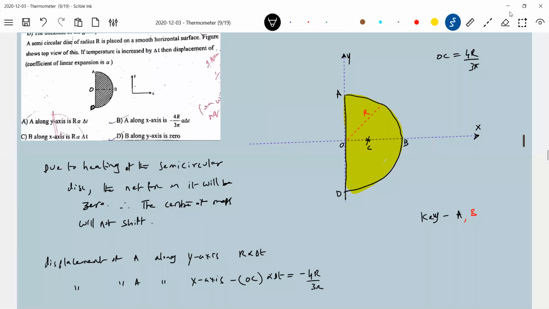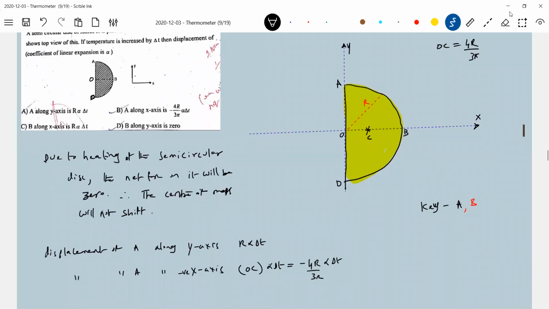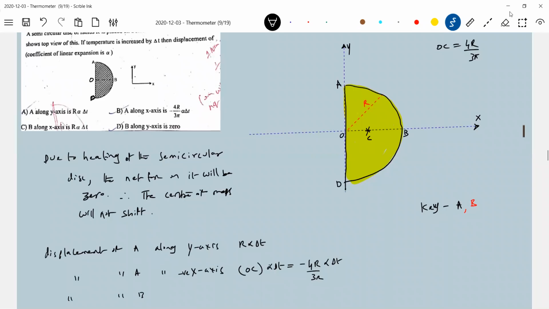Why the negative sign? Towards the left, no? Shift along the negative x-axis. So this is about A over. Now the displacement of B along the y-axis, how much is it?